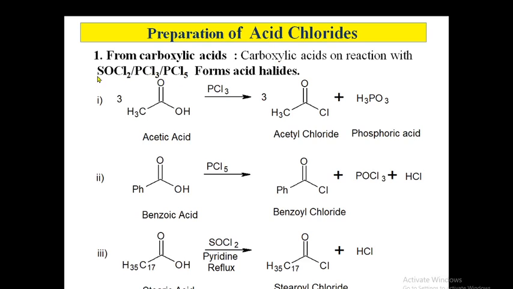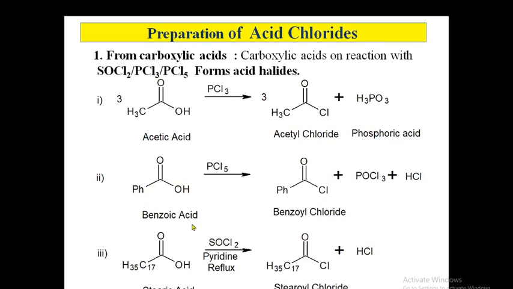So acid chlorides can be obtained from carboxylic acids by using these three reagents: thionyl chloride, phosphorus trichloride and phosphorus pentachloride. For example, if we take acetic acid and react it with PCl3, that is phosphorus trichloride, it reacts with 3 moles of carboxylic acid and you will get acetyl chloride as a product. So the simple hydroxyl group is substituted by halogen and you will get acetyl chloride. Side product is phosphoric acid.